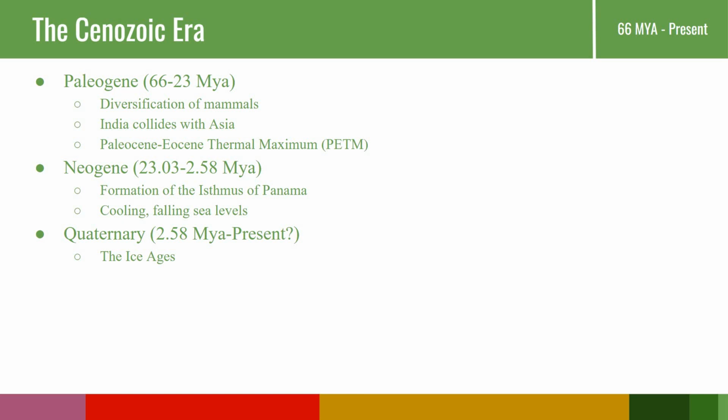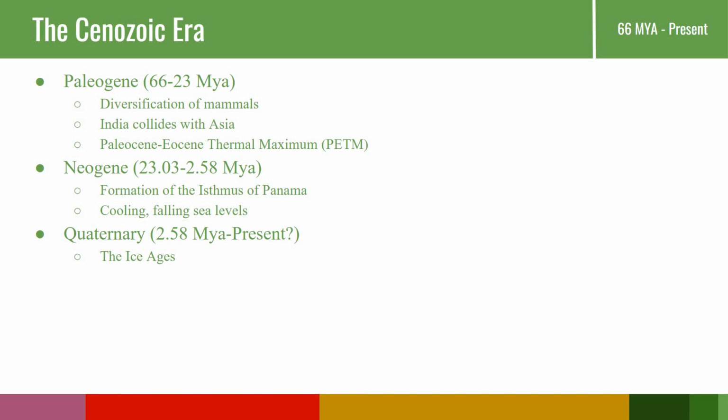And we also see during the Paleogene the Paleocene-Eocene thermal maximum. The Paleocene and Eocene are two epochs within the Paleogene, and that is where we see the highest temperatures in the Cenozoic as of yet. I'm sure humans will change that very soon, unfortunately.